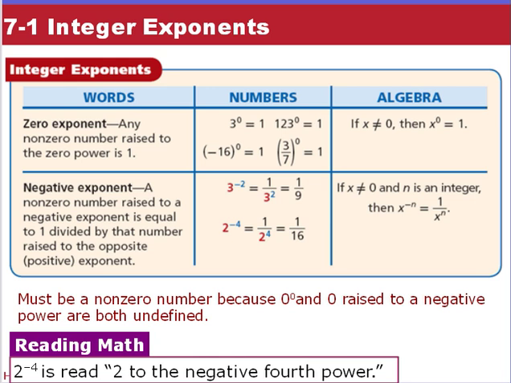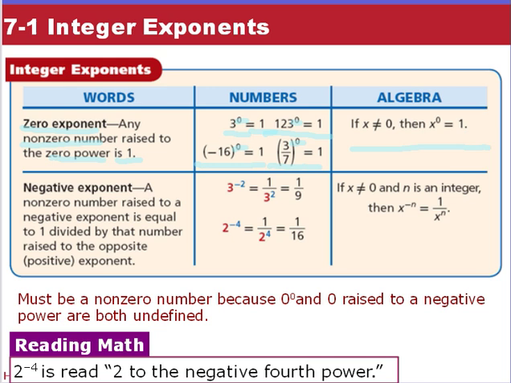So a 0 exponent is any non-zero number raised to the 0 power, and that will always equal 1. So an example, 3 to the 0 equals 1, 123 to the 0 power equals 1, negative 16 to the 0 power is 1, and 3/7 raised to the 0 power is also 1. So any non-zero number raised to the 0 power. Algebraically speaking, if x does not equal 0, then x to the 0 power is 1.